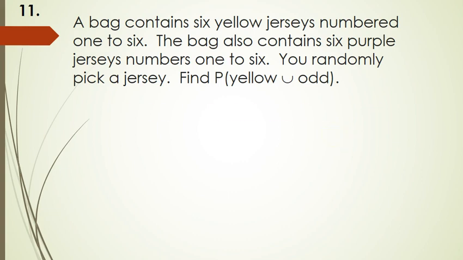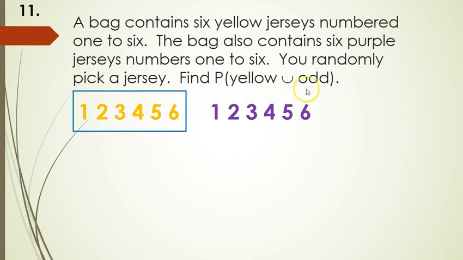So again, I'm going to draw this. So I've got 1 through 6 in yellow. So now this one says yellow, so I'm going to box out those yellows. And then it says odd, so once again, I'm going to circle all my odds.